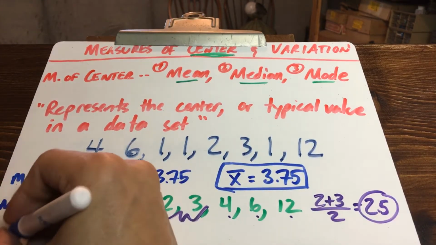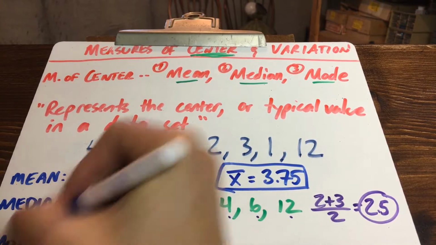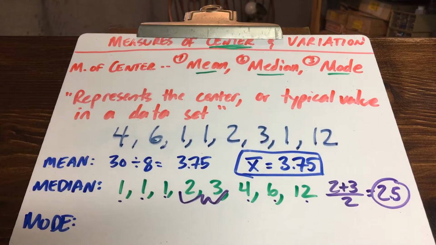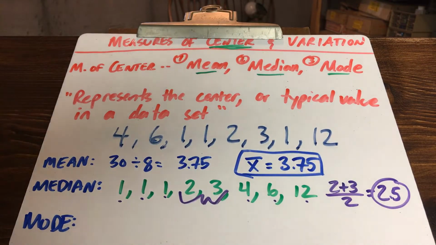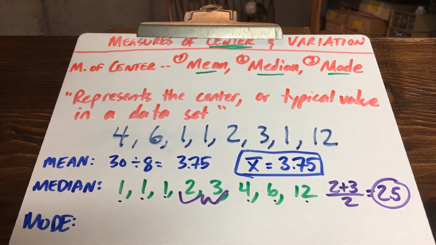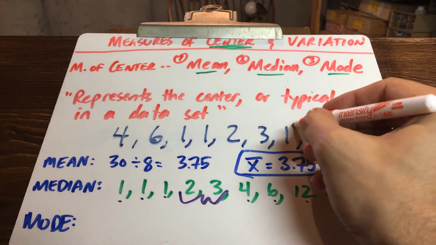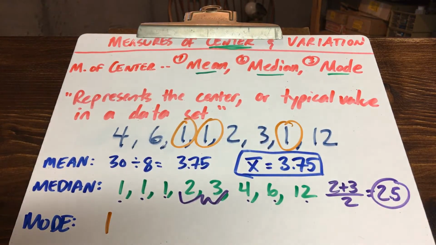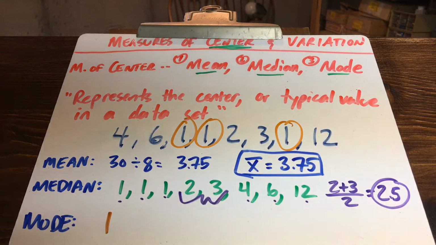And then the mode. The mode is the number that shows up the most in the list. There could be no mode if all the numbers are in there the same amount. There could be multiple modes if we had a couple numbers that were in there the most. The mode could be anything. So here it looks like we have 3 number 1s, and so our mode is 1. That's it.